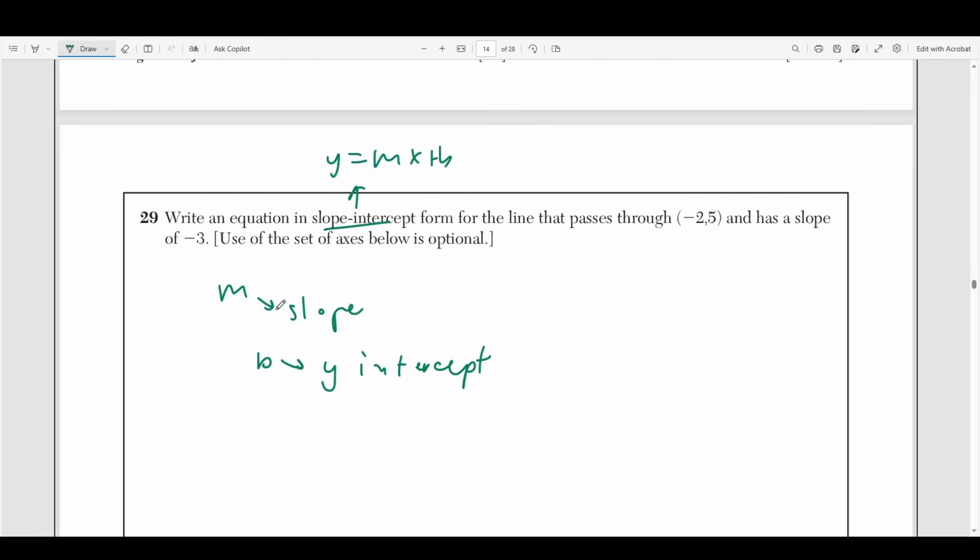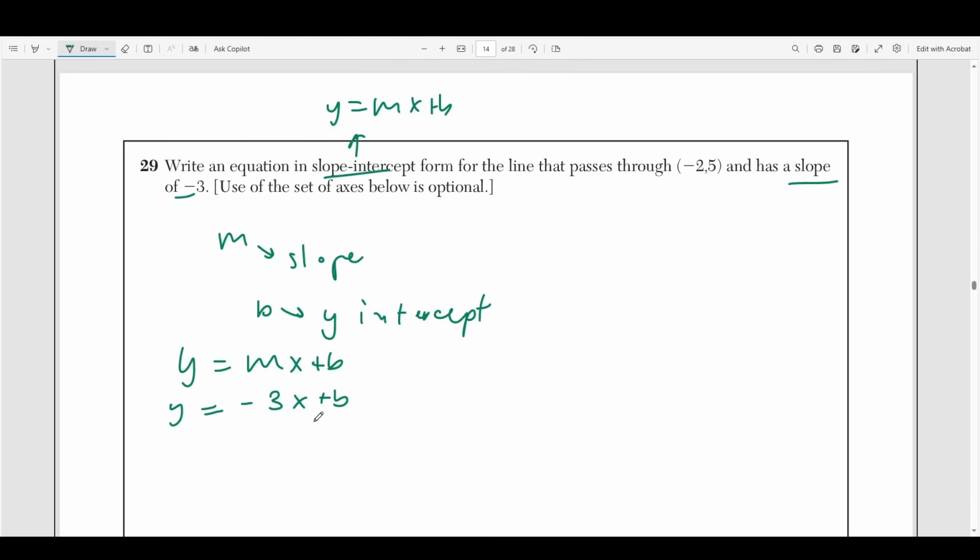All right. So in this case, we know that y equals mx plus b, and we can actually plug in that y is equal to negative 3x plus b. Why is that? Well, we know that the slope is negative 3, so that goes where the m is. Now, we need to solve for b. So how can we solve for b? Well, it's very simple. Just plug in the point that it passes through.